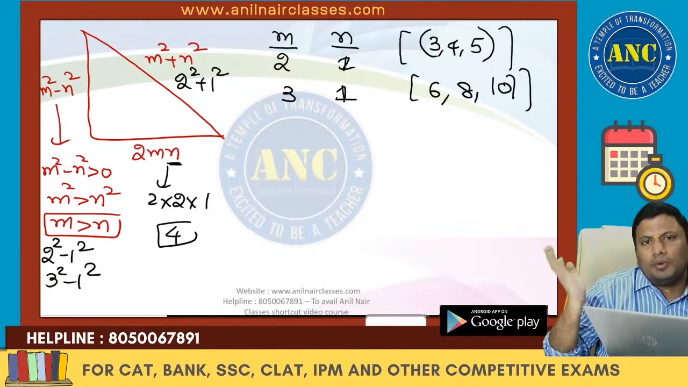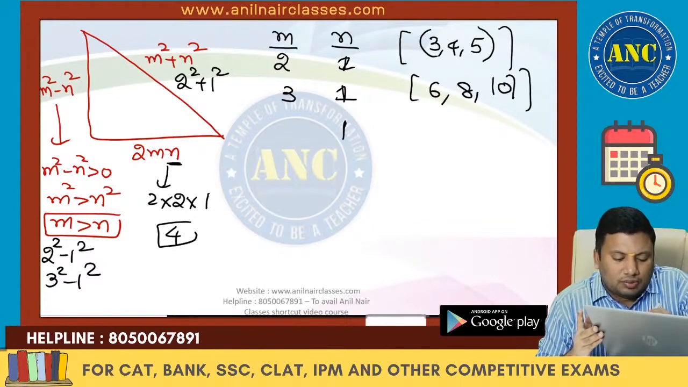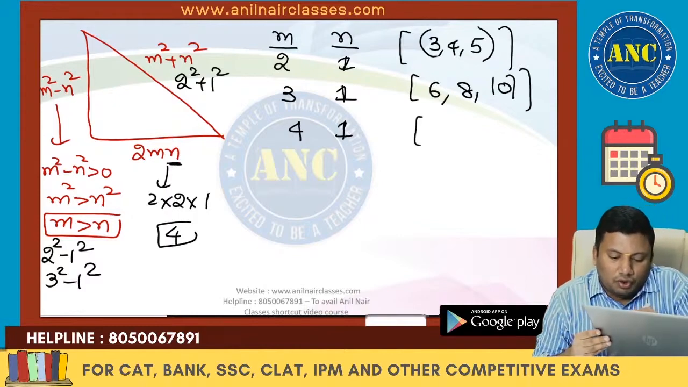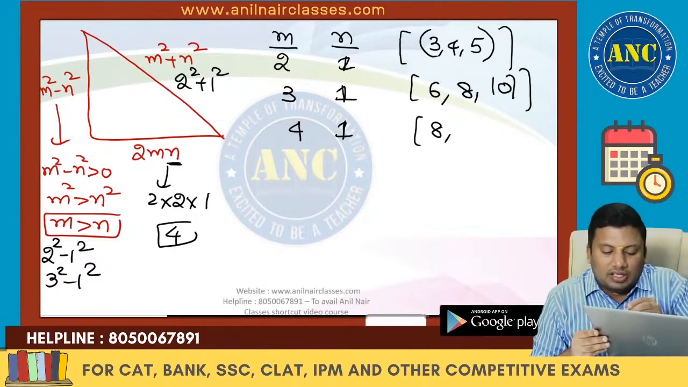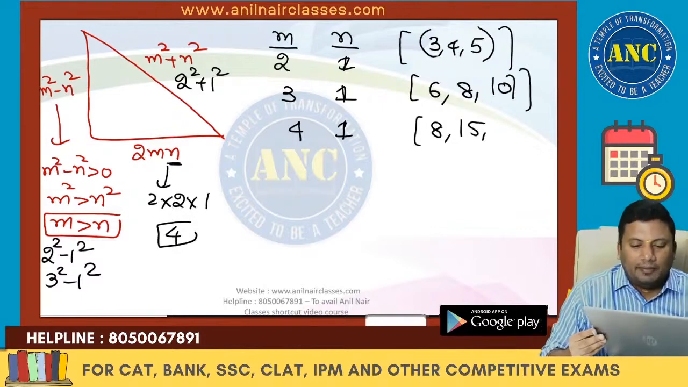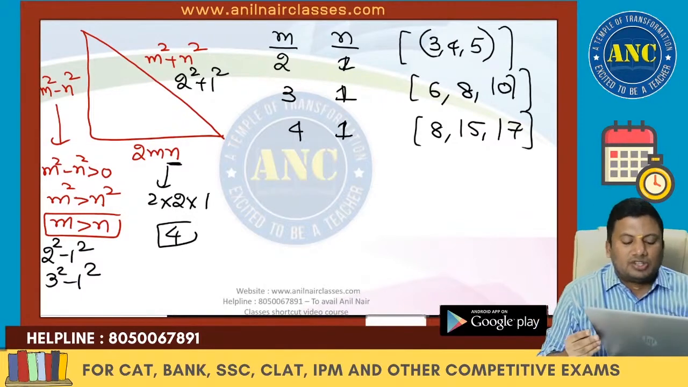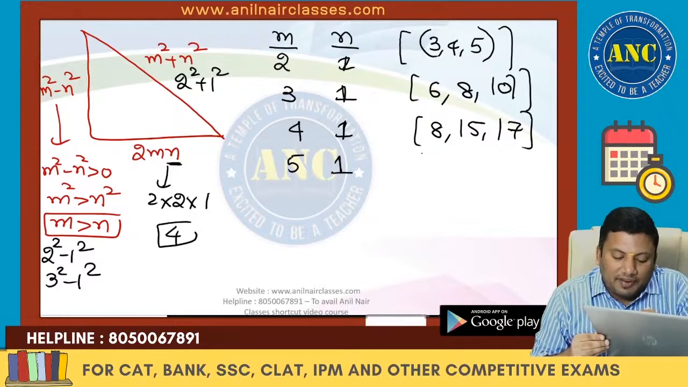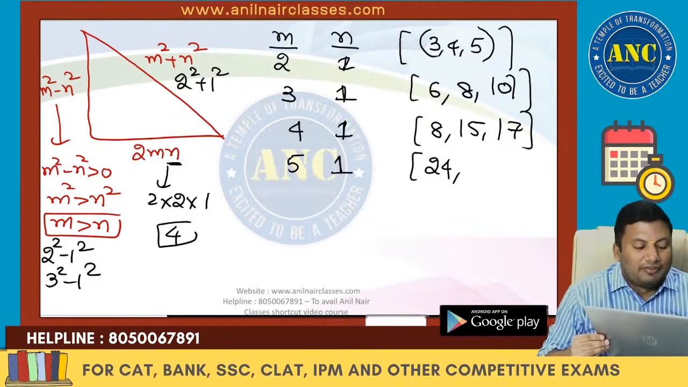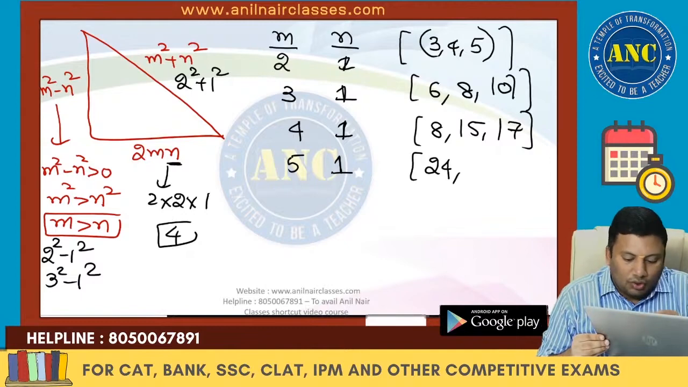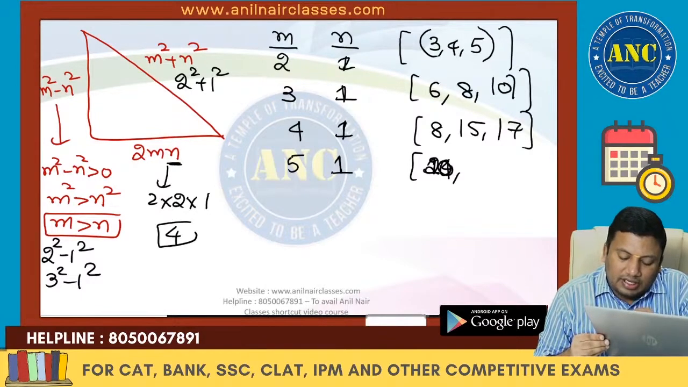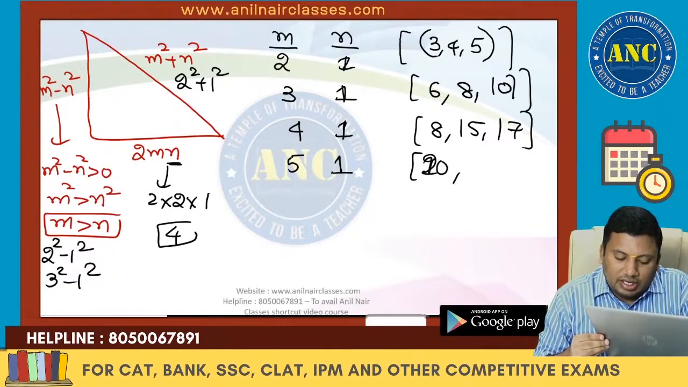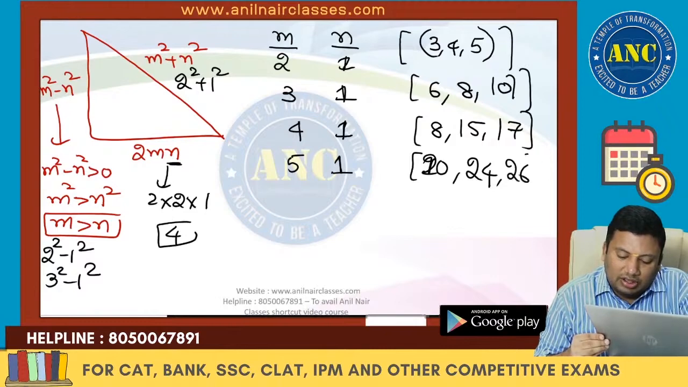You can derive innumerable triplets based upon this. If n is 1, m is 4. 2 into 4 is 8. 4 square minus 1 square, 16 minus 1, 15. 16 plus 1 is 17. If n is 1, m is 5. 2mn is 10. 5 square minus 1 square is 24. 5 square plus 1 square is 26.